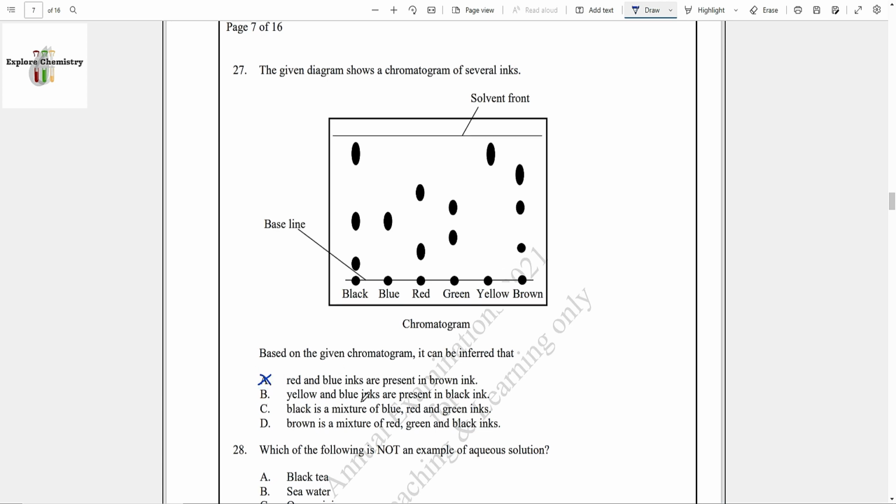B says yellow and blue inks are present in black ink. Yellow and blue, are they present in black ink? No, black ink is having this spot. Blue and yellow both are not having these spots.